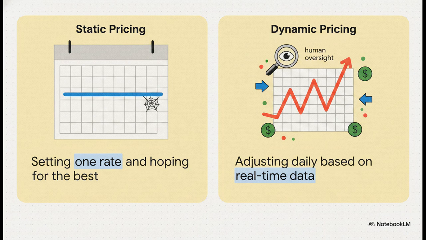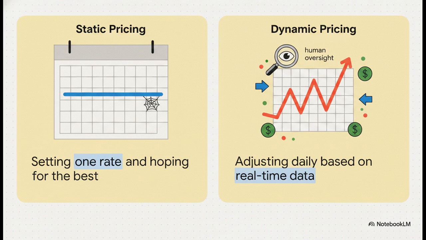Okay, so once guests click, you've got to make sure you're actually getting paid what you're worth for that booking. This completely changes how you value your calendar. Let's compare static pricing to dynamic pricing. Static pricing is basically setting one flat rate for the entire summer, crossing your fingers and hoping for the best. Not great. Dynamic pricing, on the other hand, uses data-driven tools like PriceLabs or Beyond Pricing to tweak your rates daily based on real-time supply and demand.